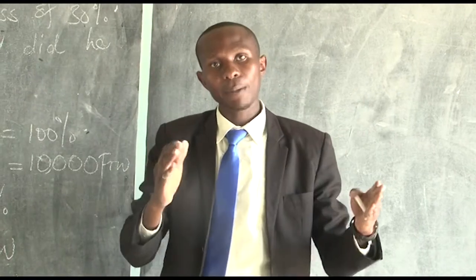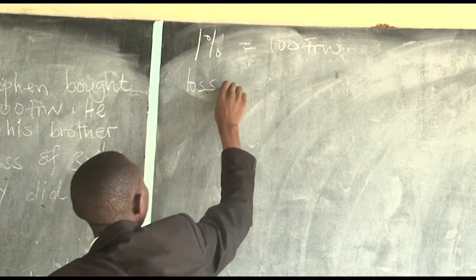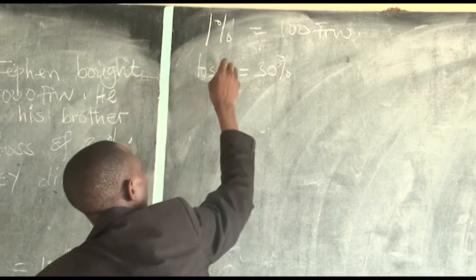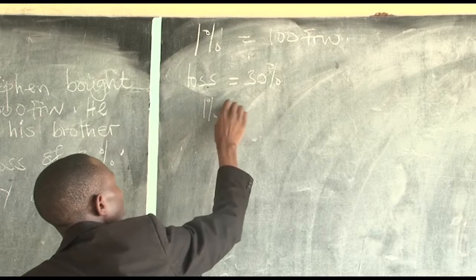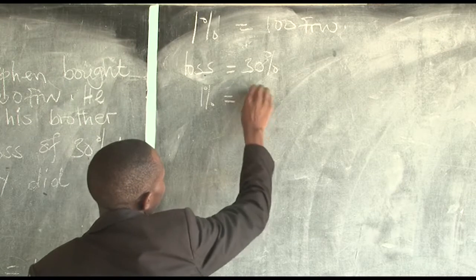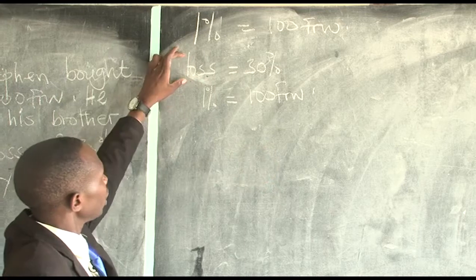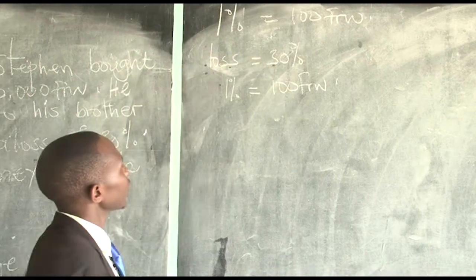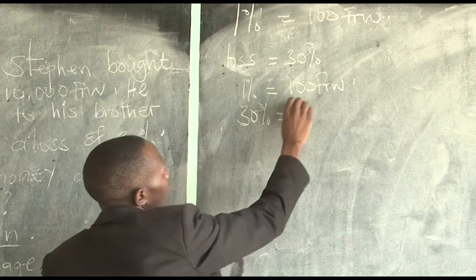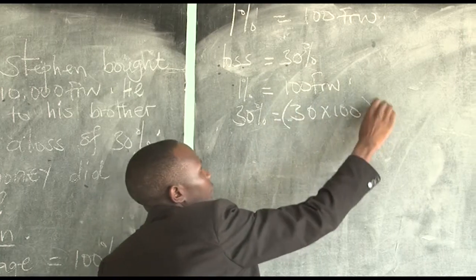What about 30%? So let's come here and say loss. He made a loss of 30%. So we shall say 1% is representing 100 francs. That is 1% is representing 100 francs. But the loss wasn't 1%, the loss was 30%. So we shall say 30% will be equal to 30 times 100. All this should be francs.